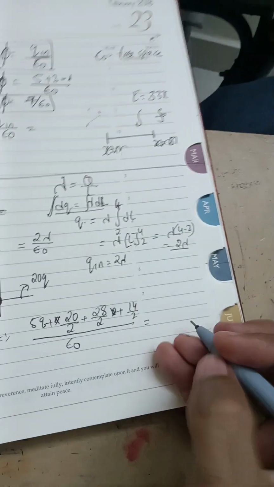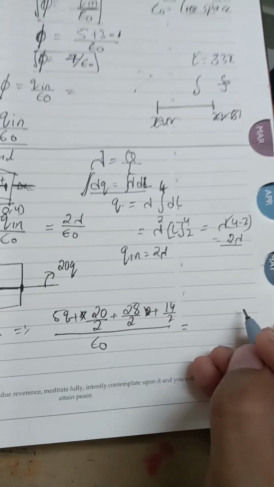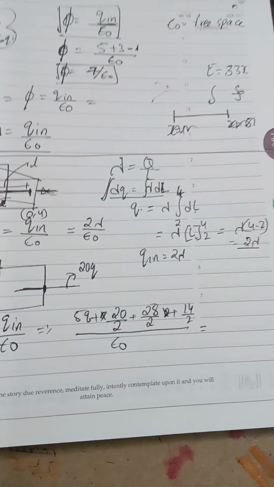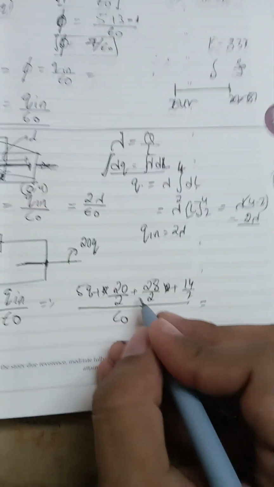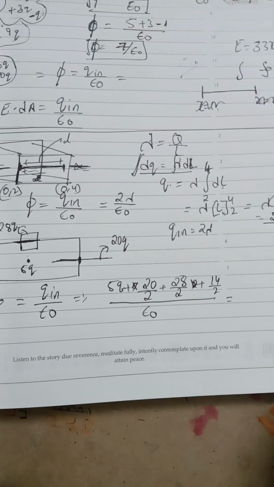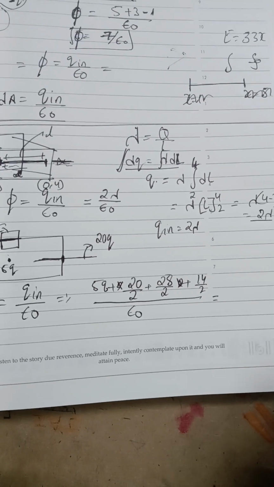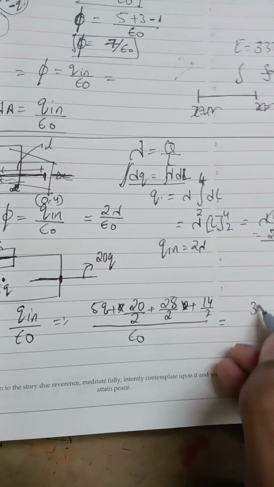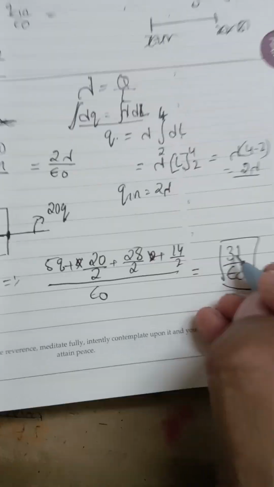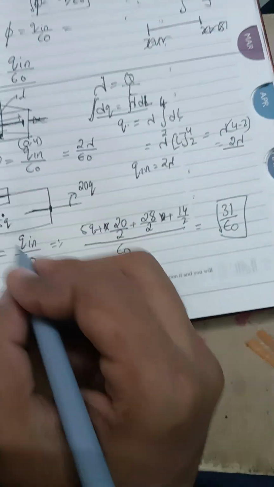10, 20, 30, need to do the calculation? See, 2 minutes. 10, 30, 30, 48, 58, 62, it comes to 31 by epsilon naught. I calculated quickly, so it can be wrong, this calculation, but the formula is the same.